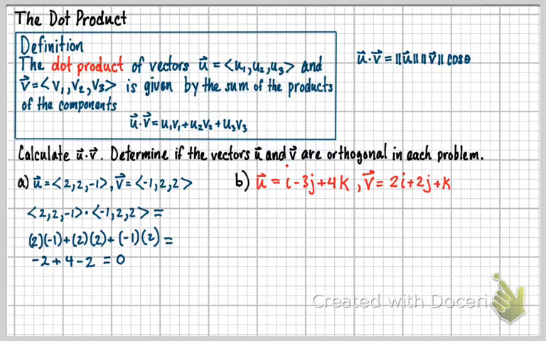Now the next part of this, we just calculated it. That's the first part we did, is we calculated. And the dot product of u and v in this problem is 0. Now the second part tells us to determine if the vectors u and v are orthogonal in each problem. So this is orthogonal because the dot product is 0. Anytime the dot product is 0, that tells us they're orthogonal, which simply means that these two vectors are perpendicular to each other. Okay, so there's problem A. So orthogonal.